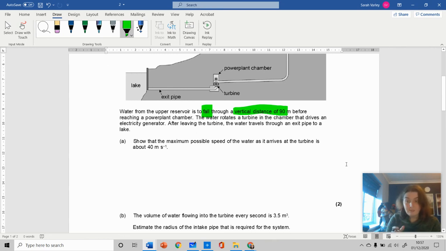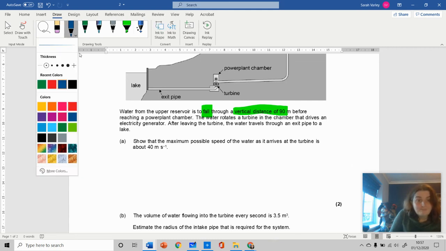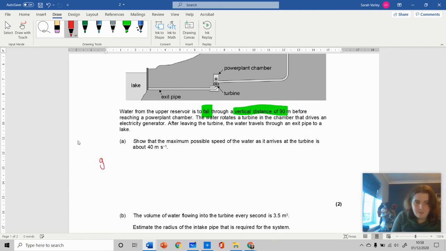So I'll give you a few seconds to think how you're going to approach this. You can pause the video and have a go. Okay. So if something is dropping and moving, we're talking about going from GPE to kinetic. So I know that the maximum possible is mgh equals a half mv squared. So we're assuming no friction. Don't care about the mass of the water.